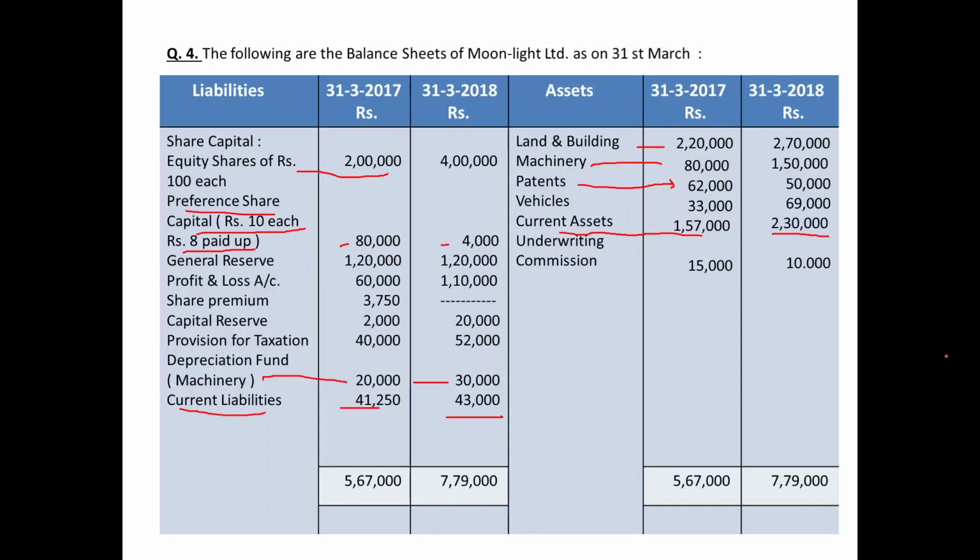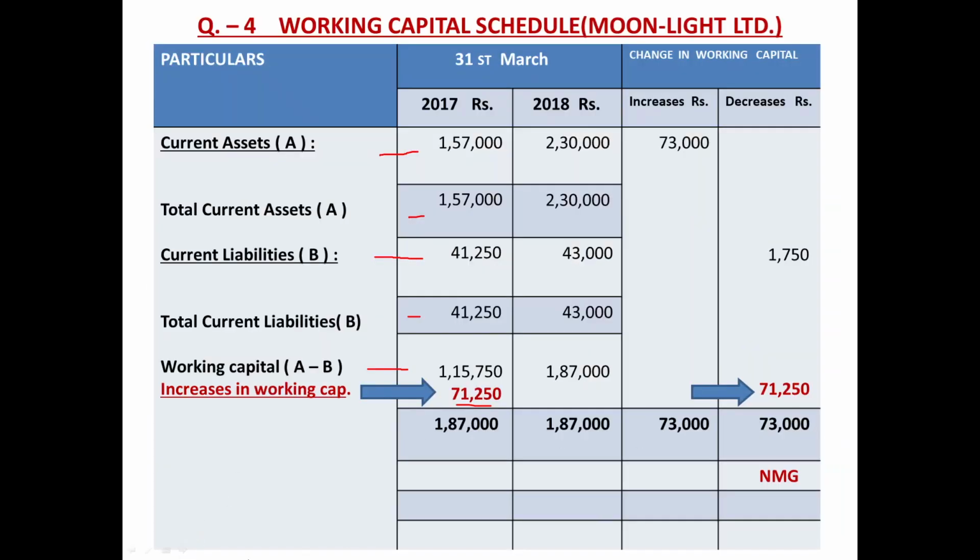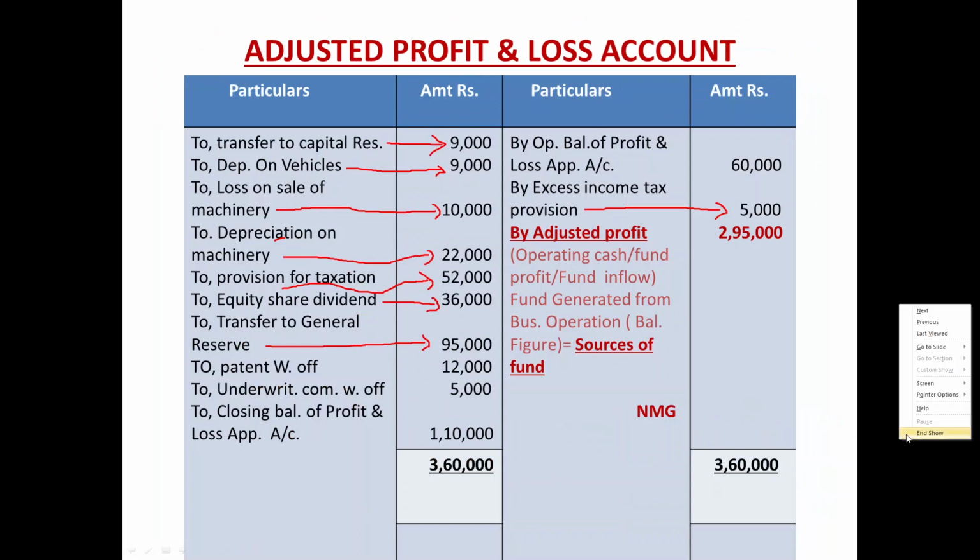Intangible assets 62,000, closing balance 50,000. It means during the year, the company has written off 12,000 worth of patents by applying the concept of amortization. Profit and loss account debit 12,000, patents account credited 12,000. But it's a non-cash item, and that is why, being a non-cash item, it would be added back in the current year's profit once again. So let us add back this 12,000 on the left hand side, patents written off 12,000.